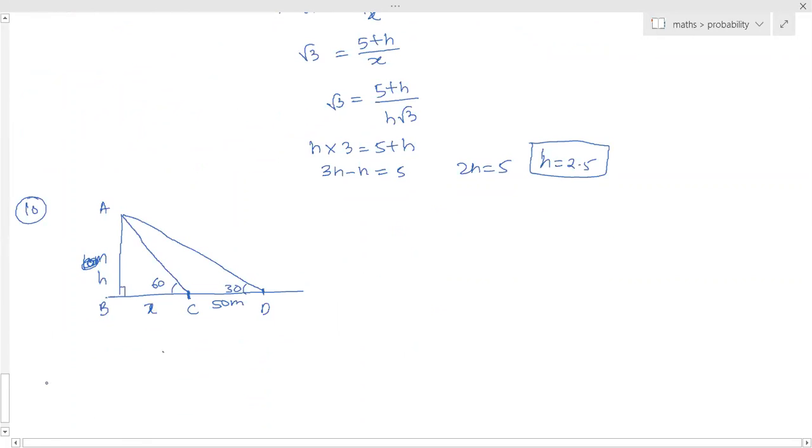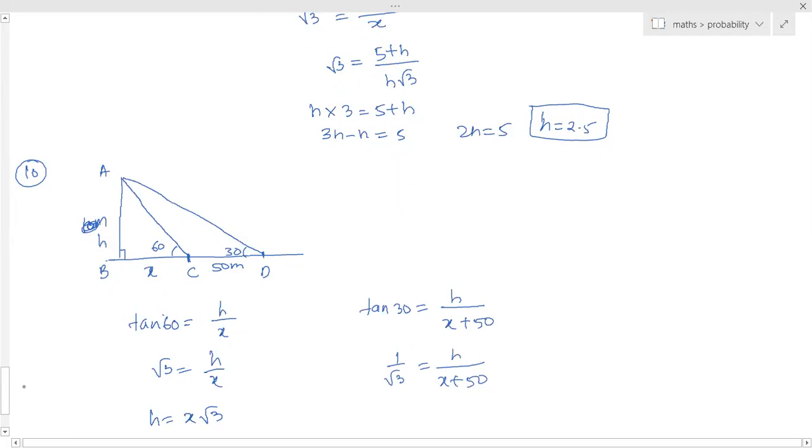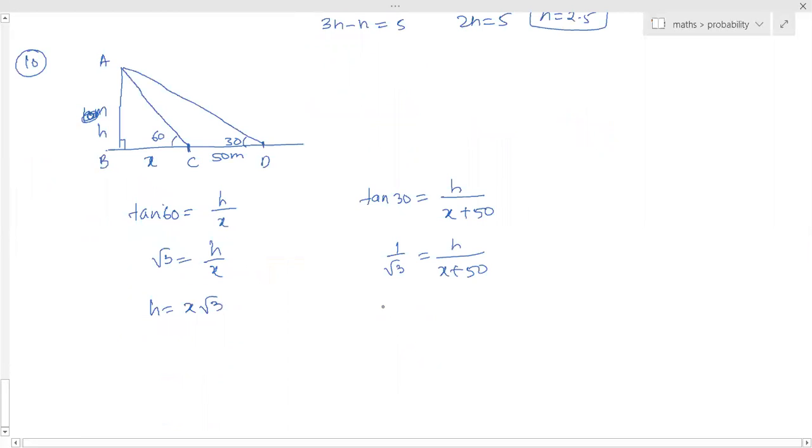BC consider as x. Tan 60 is equal to h by x. Root 3 is equal to h by x. So h is equal to x root 3. And tan 30 is equal to h divided by x plus 50. 1 by root 3 is equal to h by x plus 50. Cross multiply: h root 3 is equal to x plus 50. Value of h is x root 3. x root 3 into root 3 is equal to x plus 50.